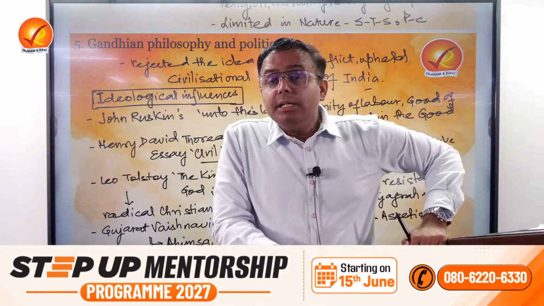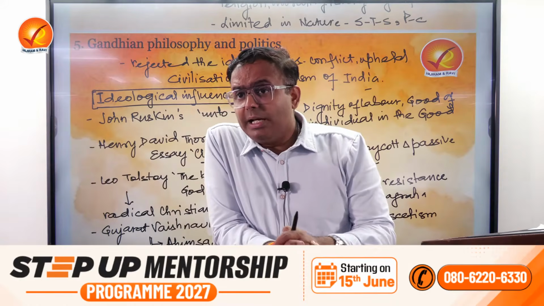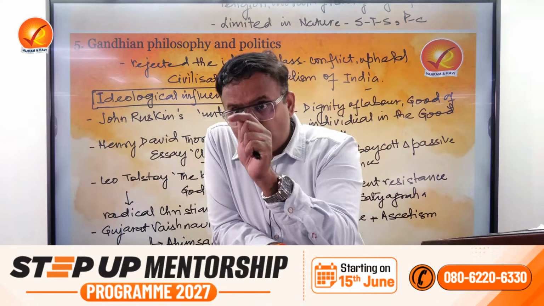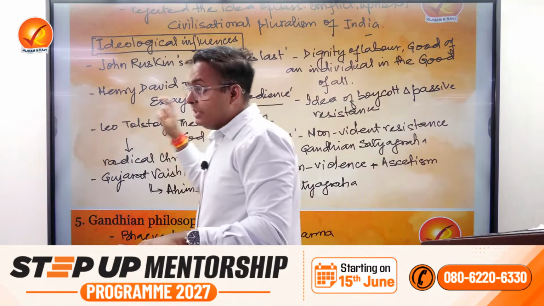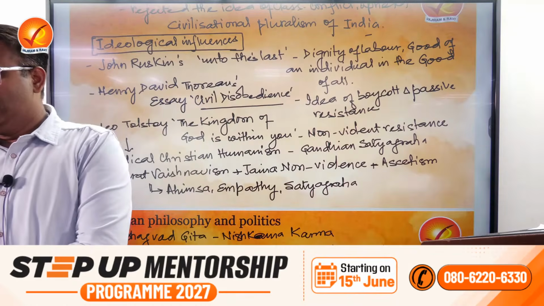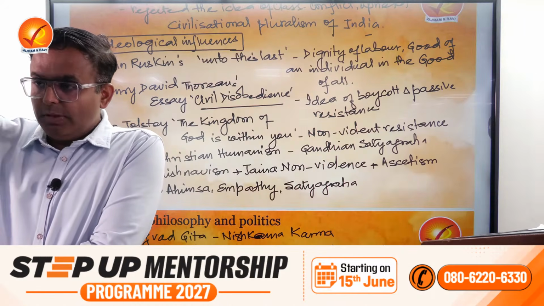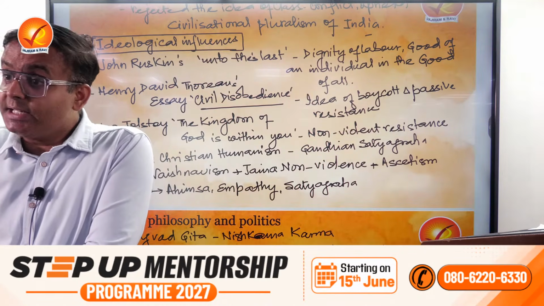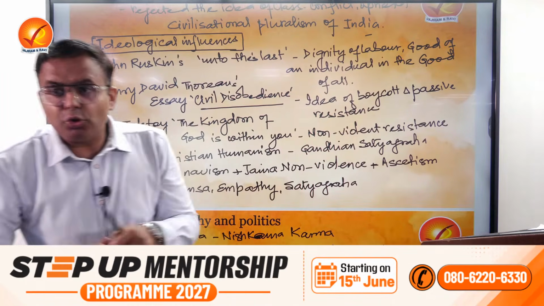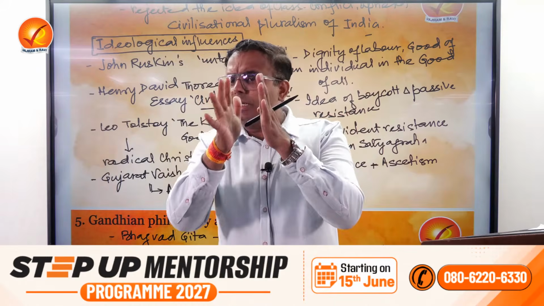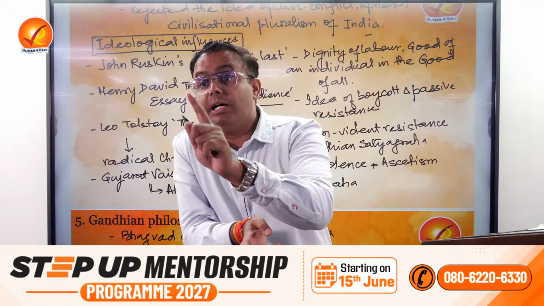Then John Ruskin's Unto This Last also talks about Sarvodaya, welfare of all. The concept comes from here. I have written here that the good of an individual lies in the good of the community, which in Gandhian thought you call Sarvodaya, welfare of all. Then Henry David Thoreau's essay Civil Disobedience influenced his political movements. It says that when any political system is unjust, people have a right to disobey and question the unjust laws.